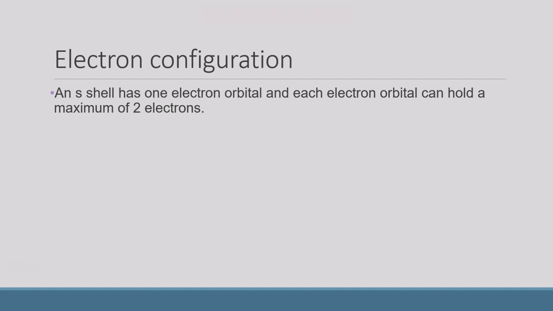Another important thing to know is that an S shell contains 1 orbital, and 1 orbital can hold 2 electrons. Remember that we said that in the first energy level, a maximum of 2 electrons can be held. Those 2 electrons are held in the electron orbital of the S shell. So an S shell holds a maximum of 2 electrons. N equals 1 contains 1 S shell, and therefore N equals 1 can hold a maximum of 2 electrons.